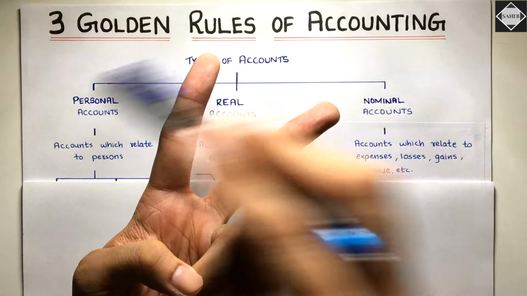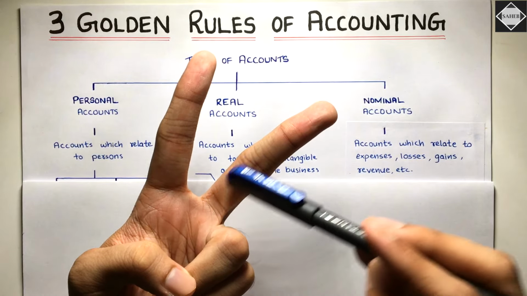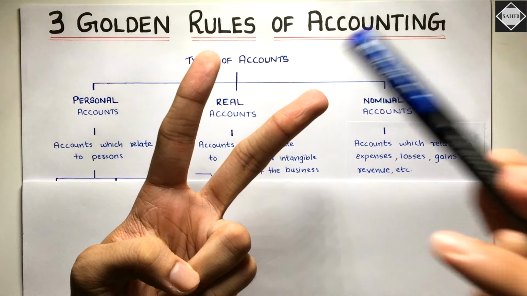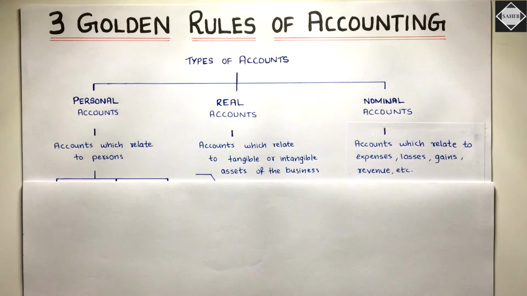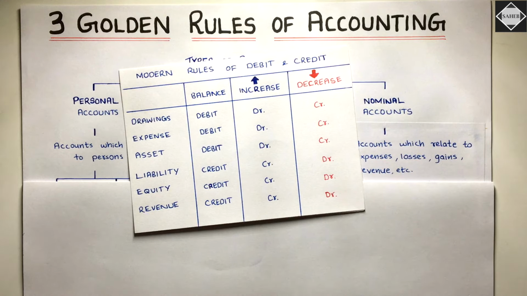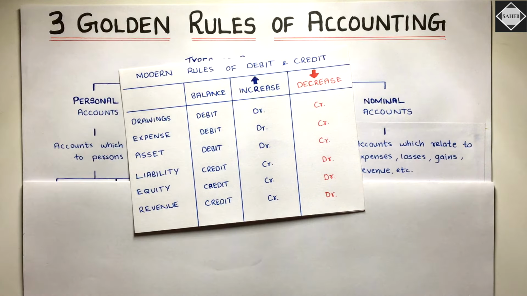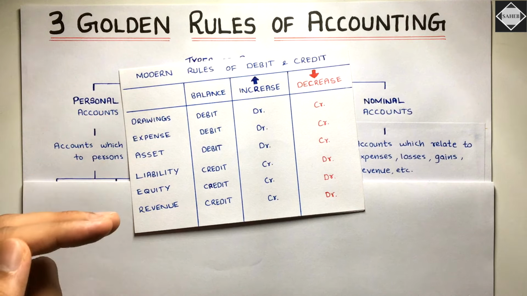First, we have the traditional approach, that is golden rules of accounting, okay, and then we have the modern approach as well, which is based on the accounting equation. All right, so what I always do is that I do not prefer golden rules of accounting. In all of my videos, in all the chapters which I have taught, and personally also, I just prefer modern rules of debit and credit, which says that there are only 6 categories of items in accounting: drawings, expense, asset, liability, equity, revenue.